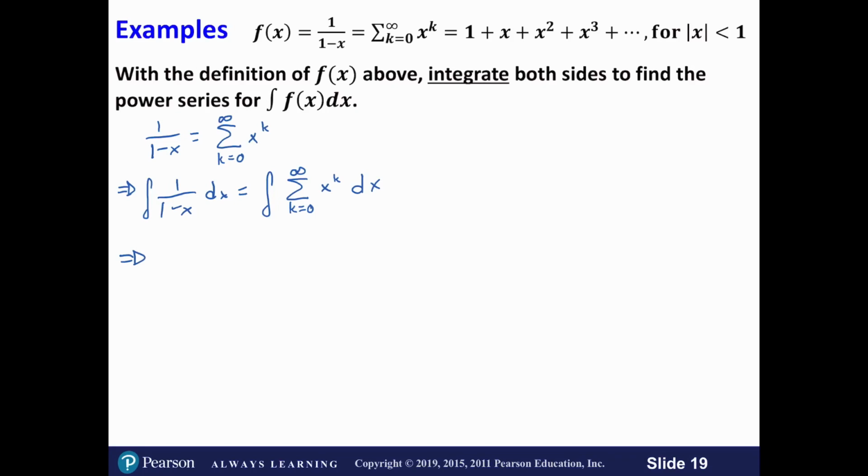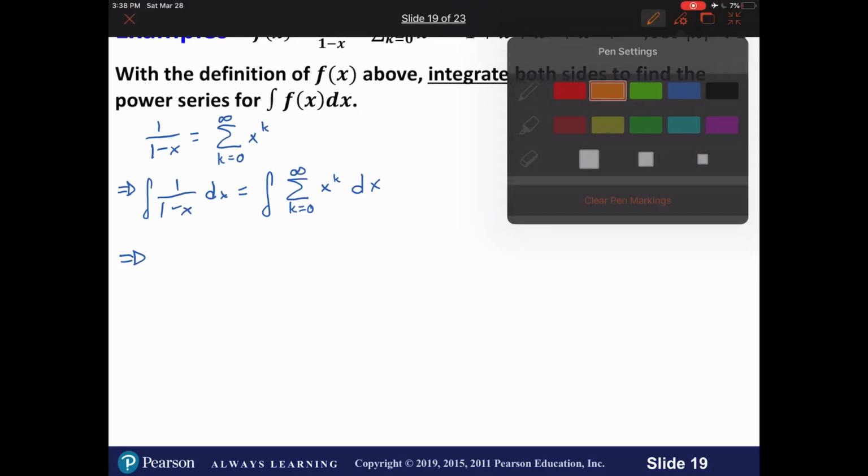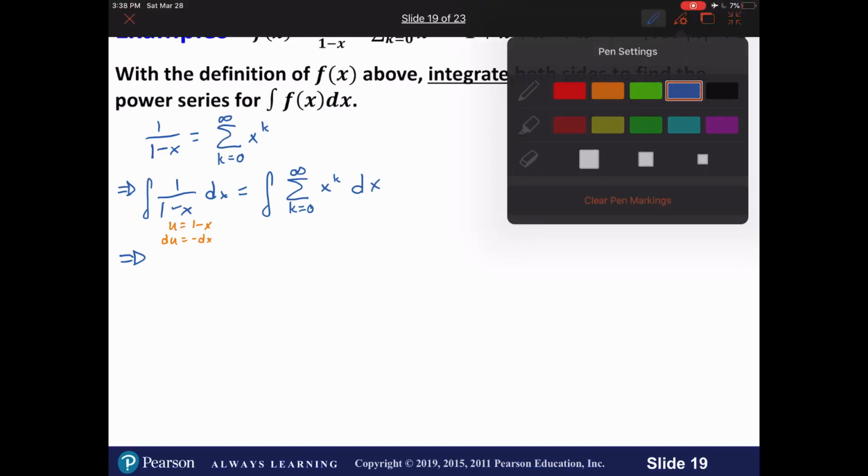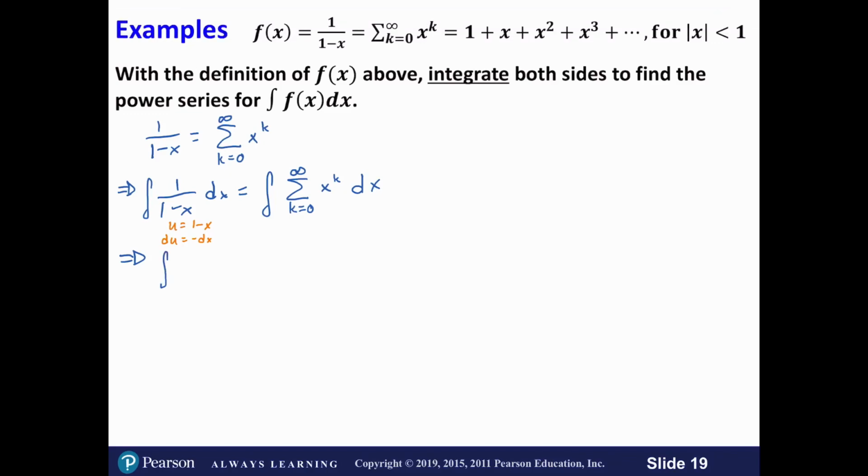All right, so for the integral of the left-hand side, we can use a u substitution to help us see what happens here. We could say u equals 1 minus x, and then du would be negative dx. And so when we do the u substitution, we would get the integral of 1 over u times negative du.